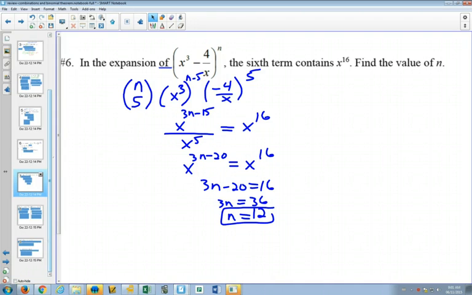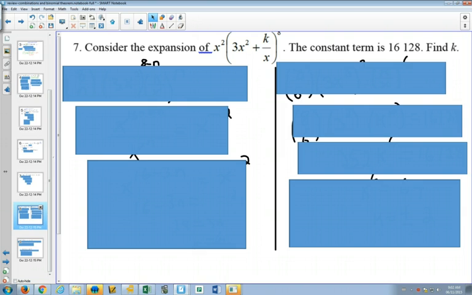So sometimes the IB exam likes to take one topic, this is the binomial expansion, and combine it with another topic just to see if you're able to work with it in a slightly different scenario. Now the other topic that question number 7 joins it with is just basic algebra. Notice that we have an expansion here, 3x squared plus k over x to the power 8, but there's an added x squared in front.